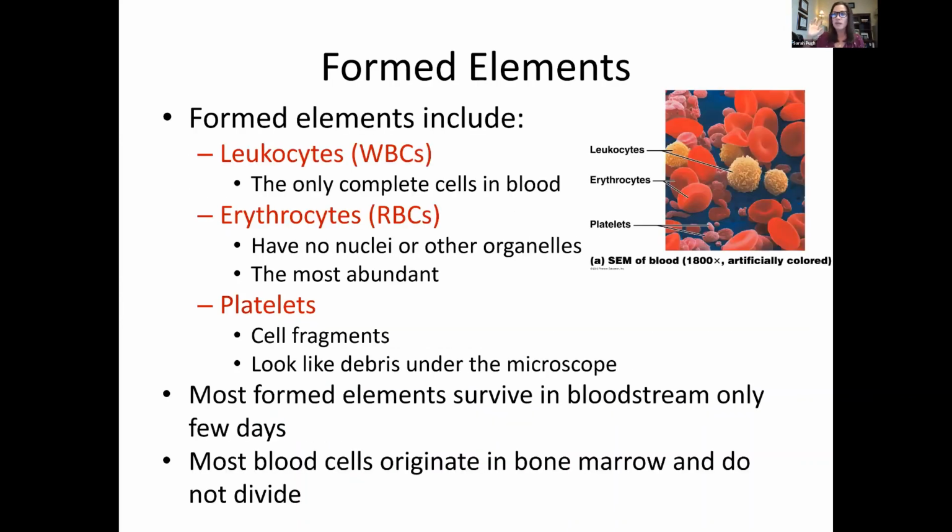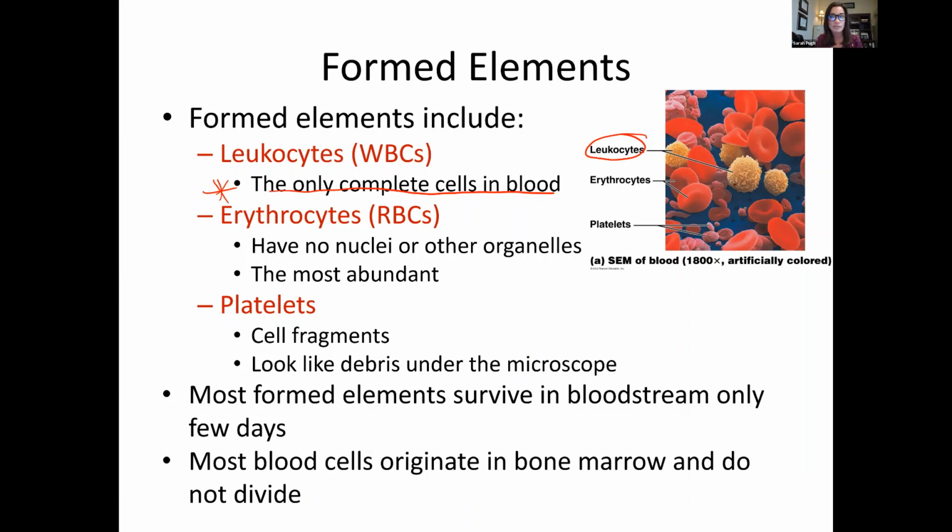So what we're going to spend most of our time on in this chapter is talking a lot about not our plasma, but our formed elements, our red blood cells, our white blood cells, and our platelets, right? So remember our white blood cells, we call them leukocytes. And again, remember, these are the only complete cell in our blood. You can see in the image on the right, the leukocytes. These are sort of these orange colored structures in this particular image.